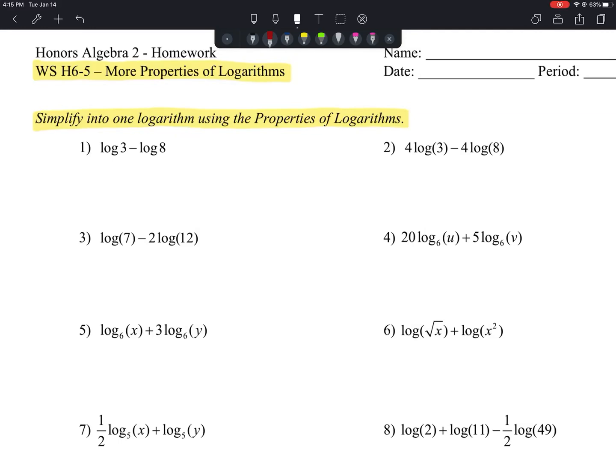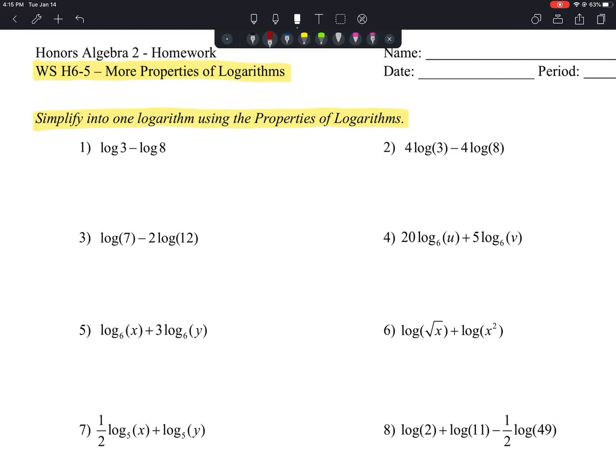Alright, this is a video to help out with worksheet H6-5 on more properties of logarithms. The directions for this one state: simplify into one logarithm using the properties of logarithms. So for those of you who weren't in class, hopefully this will help you in case you had questions. I hope that you did your notes prior to trying to do the homework here.